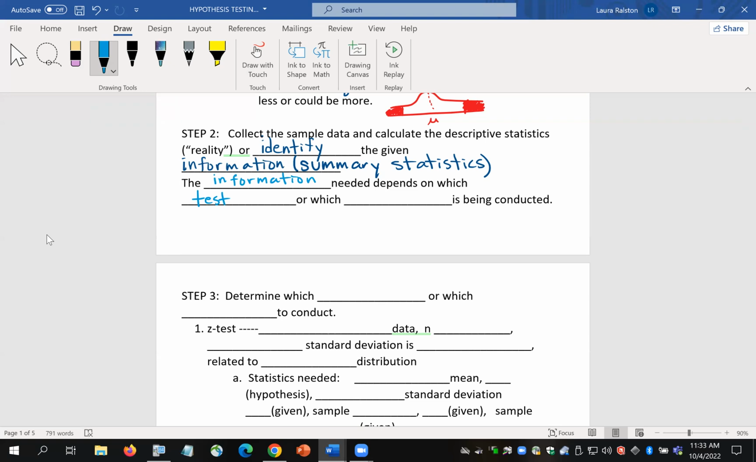And I don't know what this other blank is. Maybe I just got carried away typing.